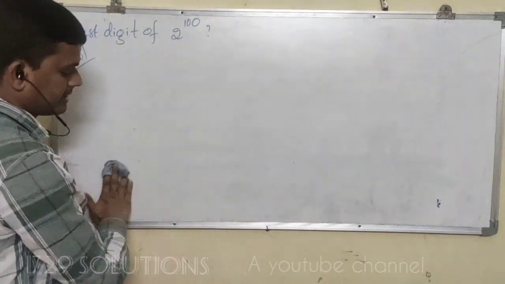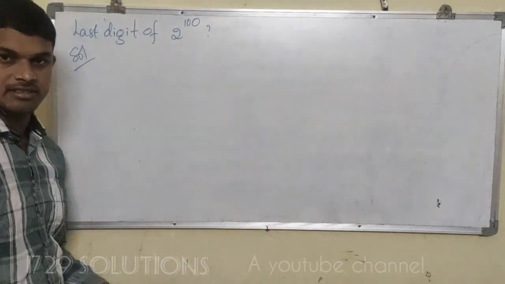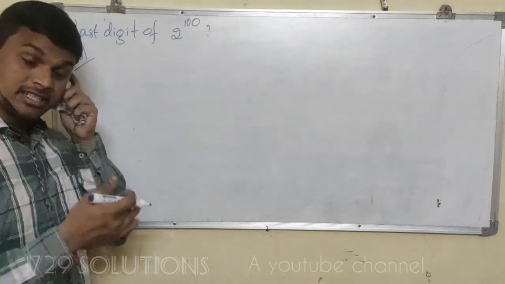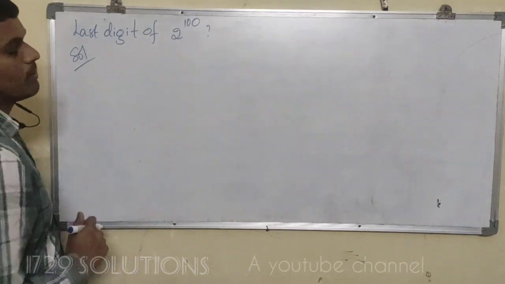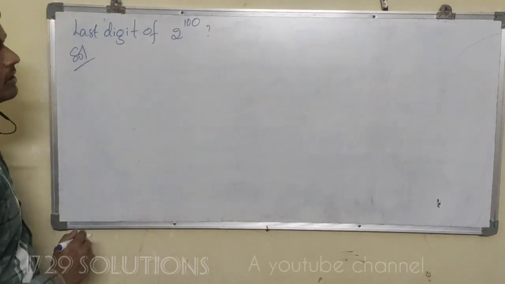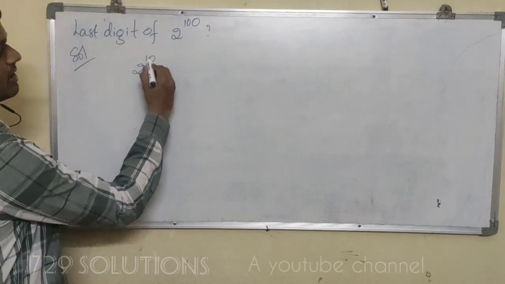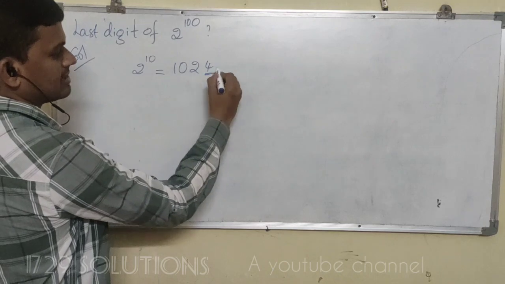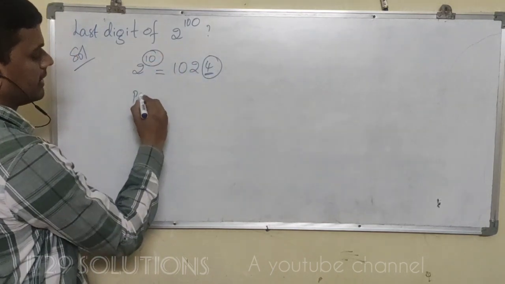But for 6, there is no cyclic order; it is just 1. Not only for 2, for 3 and 4 also there is a cyclic order. We just identify the cyclic order. So for 2 power 100, the cyclic order is 4. Let me explain with an example. We already discussed that 2 power 10 is 1024. The last digit is 4. Here the power is 10.